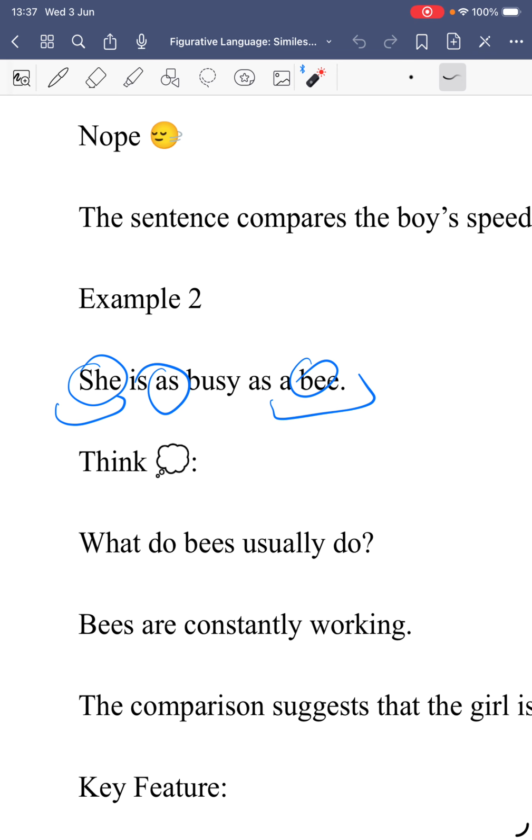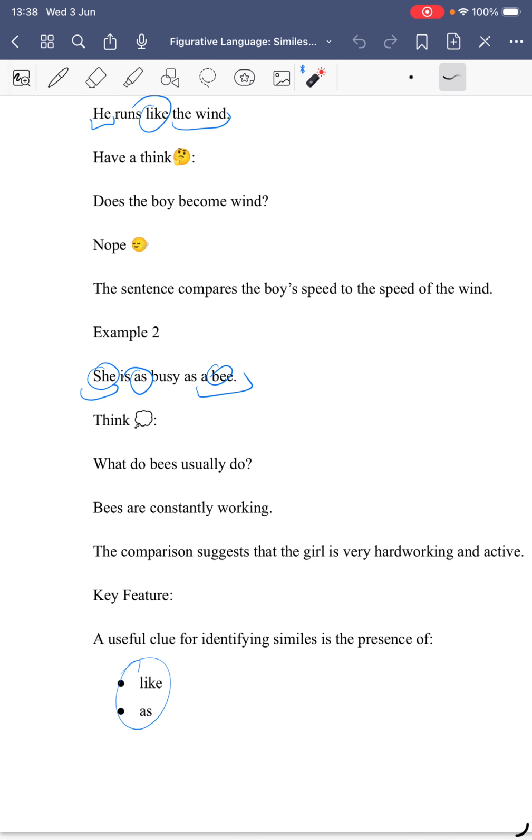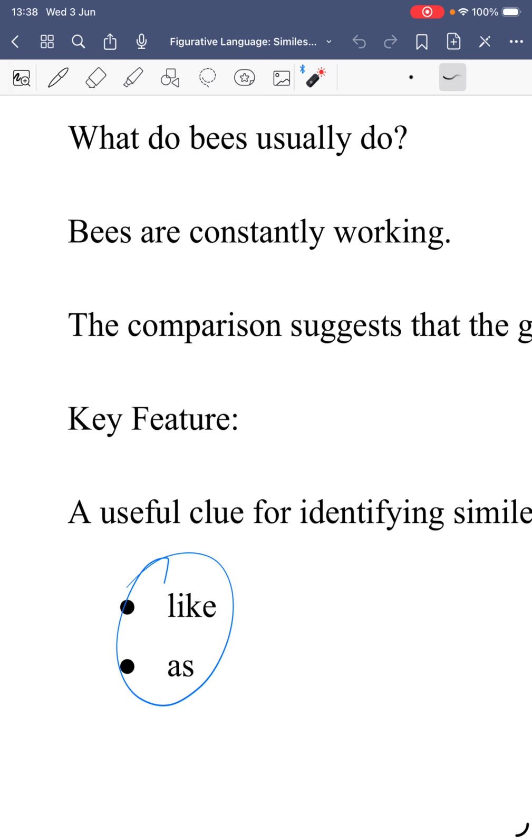In the second example, she is as busy as a bee. Bees are constantly working. They are usually busy. So we are comparing she and a bee, trying to say that she is very busy and keeps working. The key feature of a simile is that in a simile sentence there will be comparing words. These are the two most commonly used words, like and as.